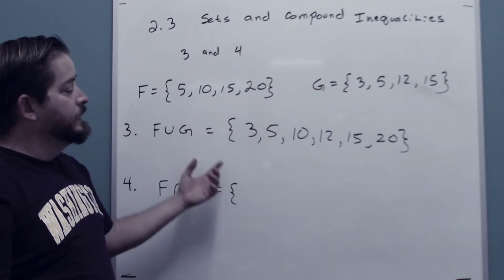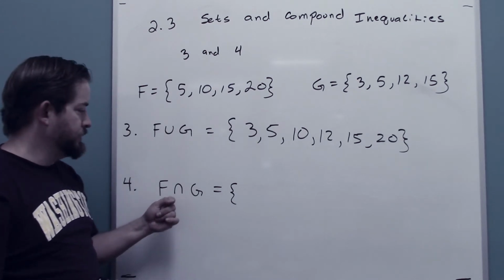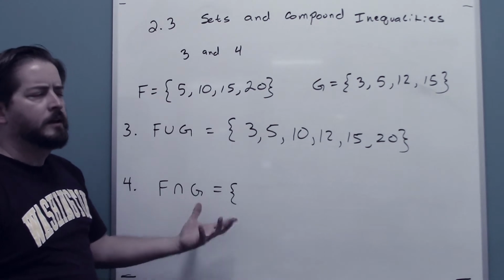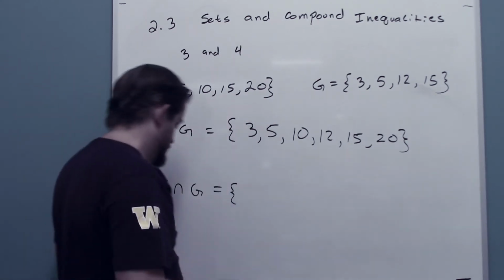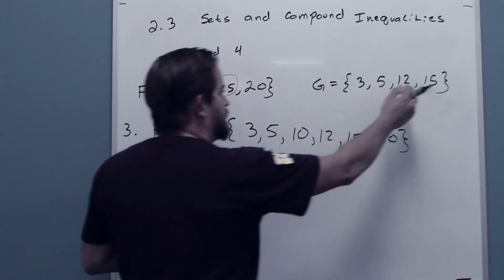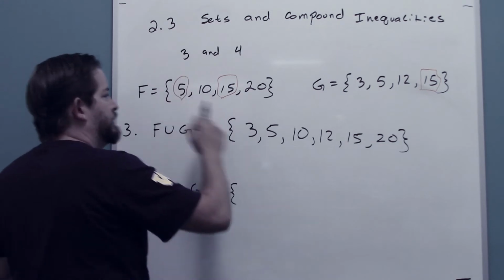Right? The intersection though is a little bit more picky, so it's only the numbers that appear in both, right? So we picked them out, I mentioned them, right? 15 is in both, and 5 is in both.